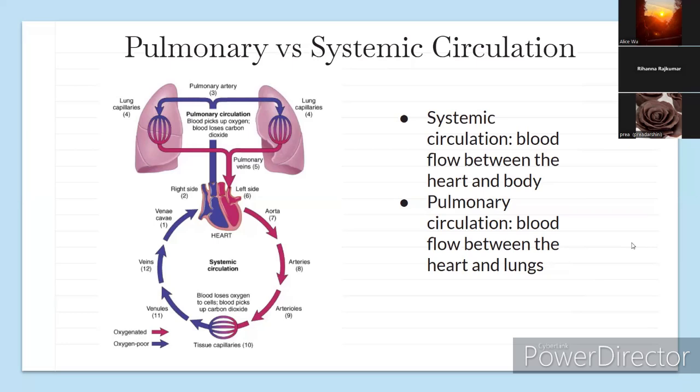Okay, so now we're going to talk about the two types of circulation, pulmonary versus systemic. Systemic circulation delivers blood from the heart to the rest of the body, and pulmonary circulation moves blood between the heart and the lungs. As you can see in this picture, systemic circulation is in the bottom half, and it's between the heart and the rest of the body because it's carrying blood from the heart to the tissues in the body. And then pulmonary circulation is just between the heart and the lungs. This is where the blood is going to pick up oxygen, while in systemic circulation, the blood loses oxygen to the cells and picks up carbon dioxide.